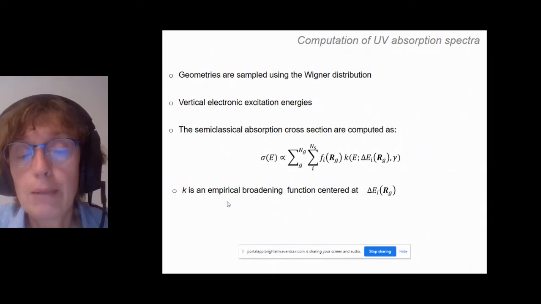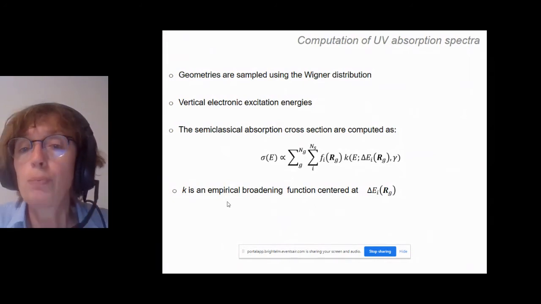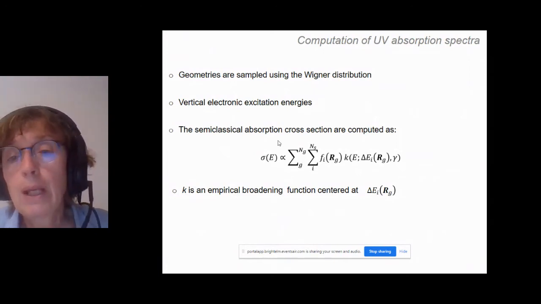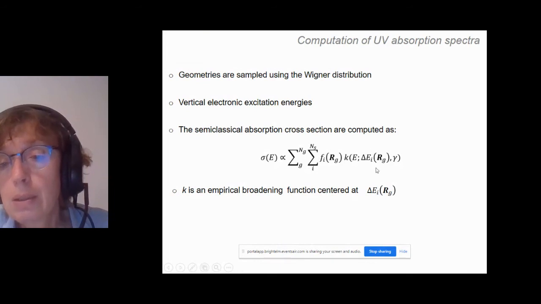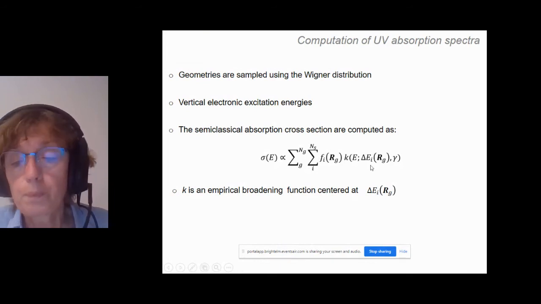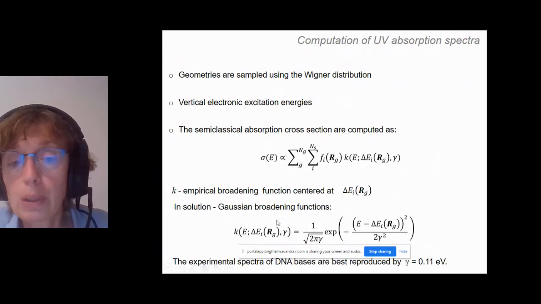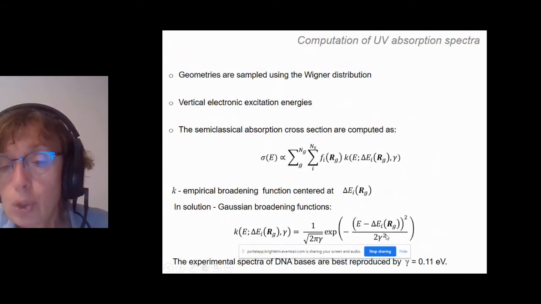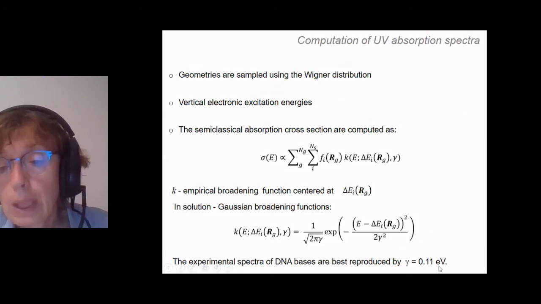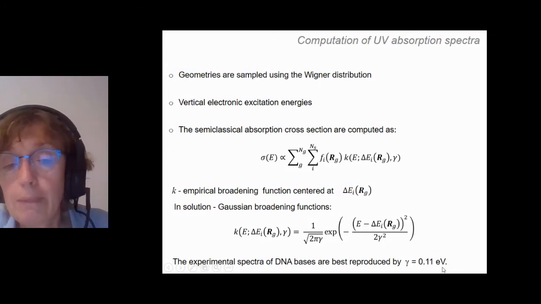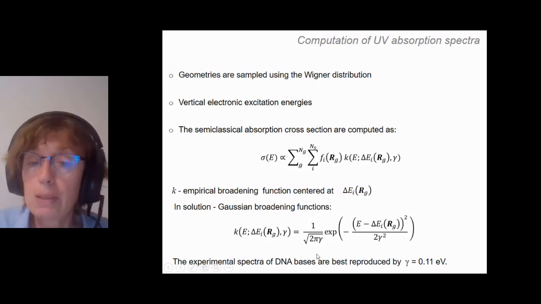Then, once we have the geometries, we compute the vertical excitation energies, and from Heller's semi-classical absorption cross section, compute the spectrum. The spectrum is given as the vertical excitation energy, the oscillator strength, and there is a broadening function that is centered at the excitation energy. In solution, this broadening function is a Gaussian, and the width of this Gaussian is an empirical parameter. In our case, gamma is around 0.11 electron volts, which gives the best comparison with the experiment.